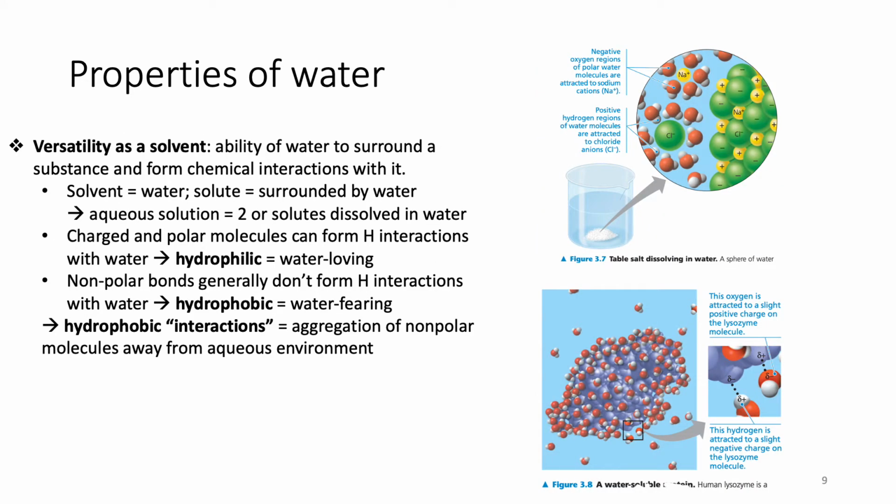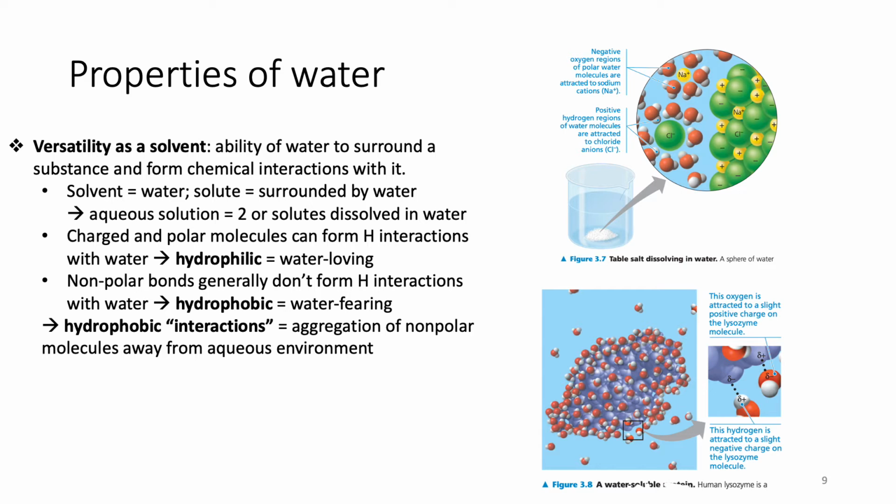The other special property of water is that it is able to act as a versatile solvent. Water solvation is the ability of water to surround another molecule and form chemical interactions with it. A liquid that is a completely homogeneous mixture of two or more substances is called a solution. The dissolving agent of a solution is the solvent, and the substance that is dissolved is the solute. An aqueous solution is one in which water is the solvent.